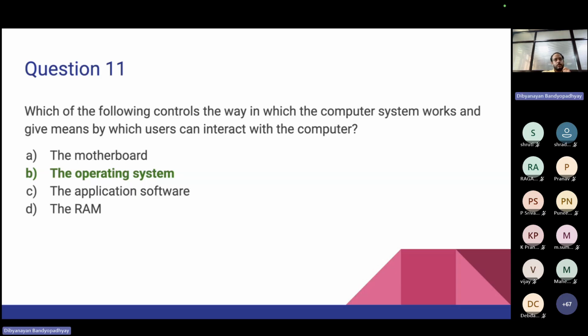And it also provides one way to interact directly with the hardware and between the user. So that is why it is very important. It acts as an interface actually. Operating system acts as an interface. Application software cannot boot without an operating system. So this is more fundamental, right?